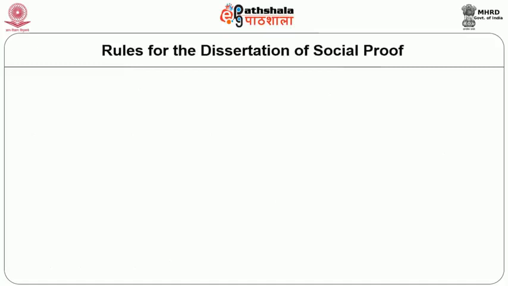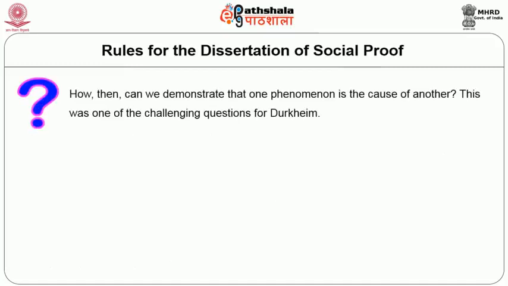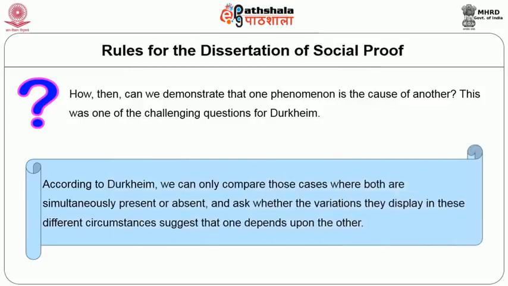Finally, rules for the demonstration of social proof. How then can we demonstrate that one phenomenon is the cause of another? This was one of the challenging questions for Durkheim. According to Durkheim, we can only compare those cases where both are simultaneously present or absent and ask whether the variations they display in their different circumstances suggest that one depends on the other.